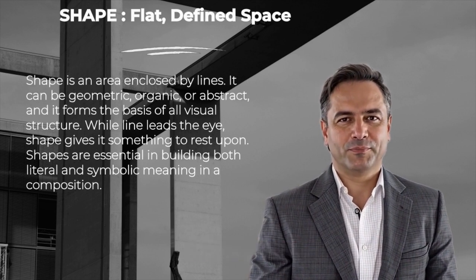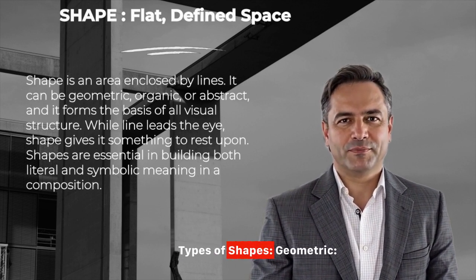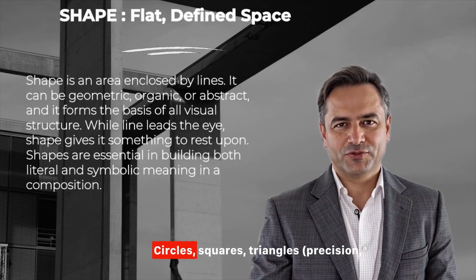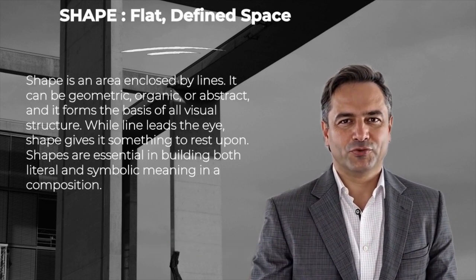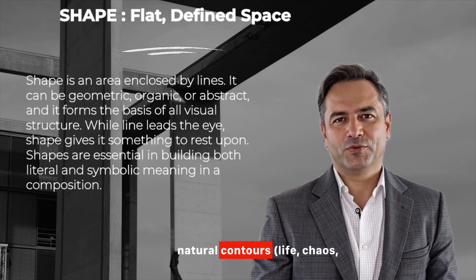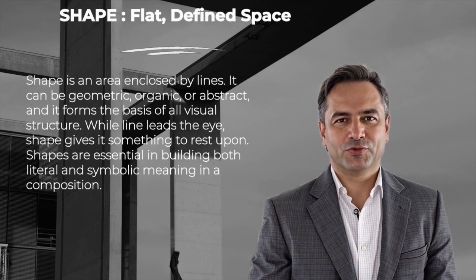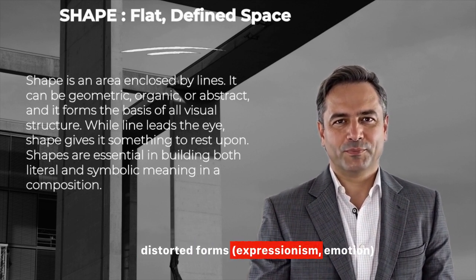Shapes are essential in building both literal and symbolic meaning in a composition. Types of shapes: geometric, circles, squares, triangles, precision, control, order. Organic, irregular, natural contours, life, chaos, nature. Abstract, stylized or distorted forms, expressionism, emotion.